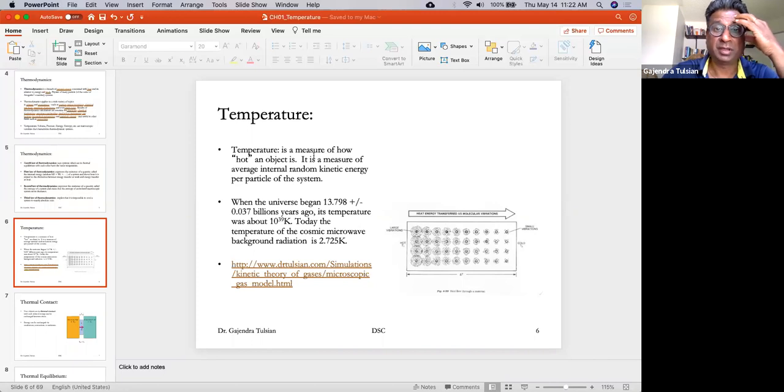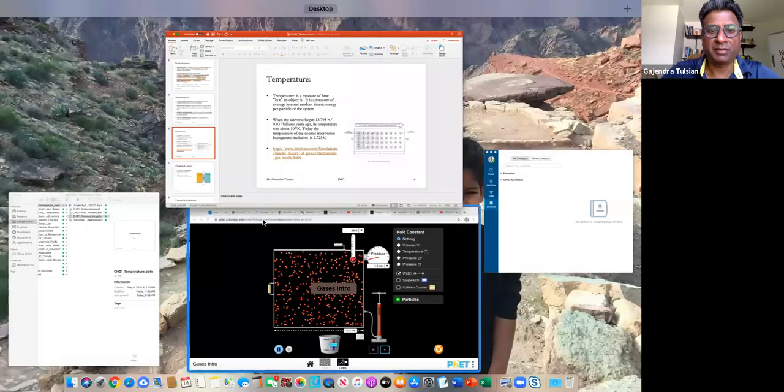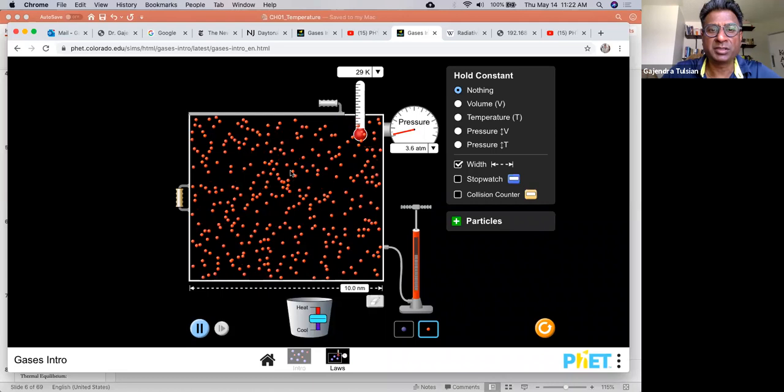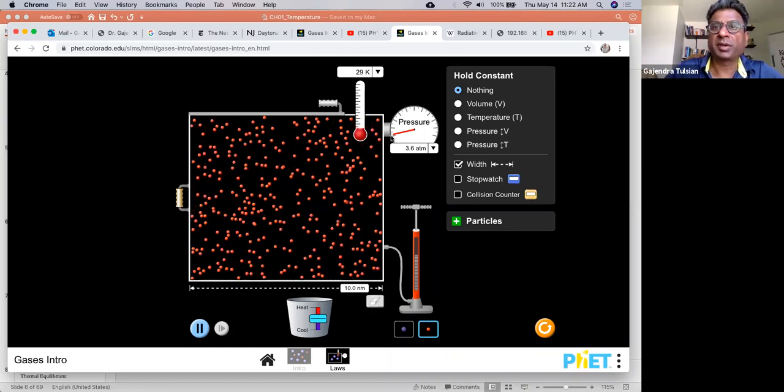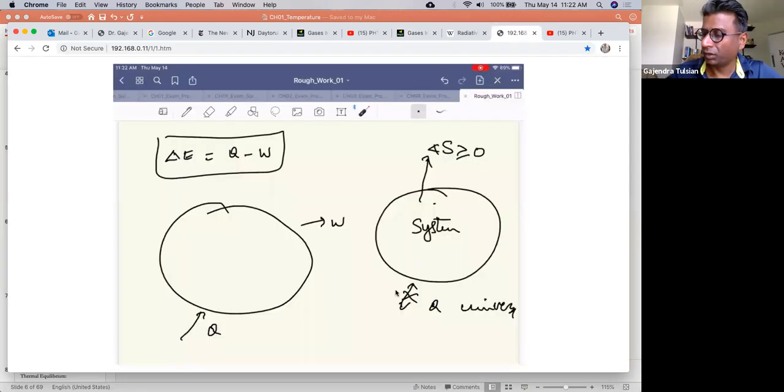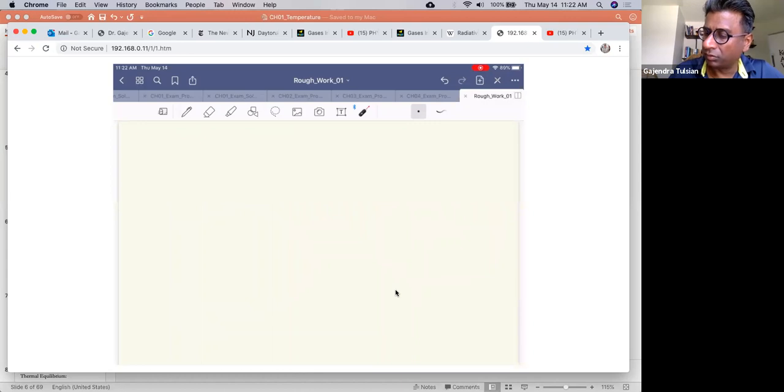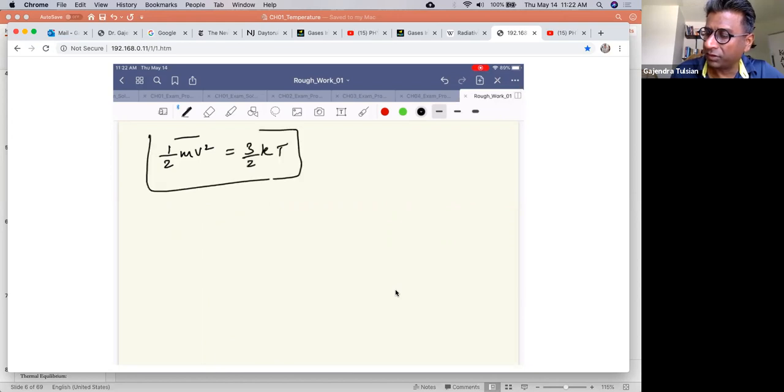Let's define temperature. It tells you how hot an object is, and it measures the average internal random kinetic energy per particle of the system. Like I said, this number is telling you the average kinetic energy per particle of the system, and the exact expression is as follows. The average kinetic energy per particle is related to the temperature like so: it's 3/2 kT. And this K is the Boltzmann's constant.